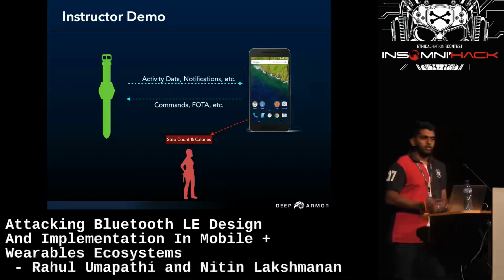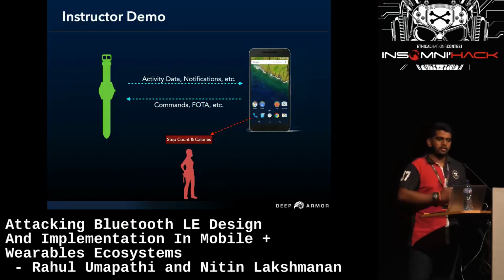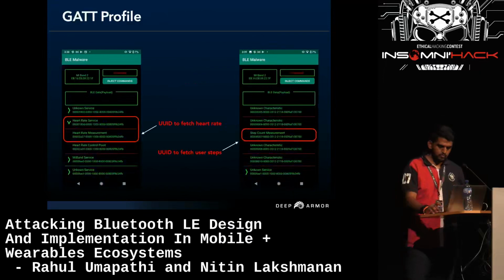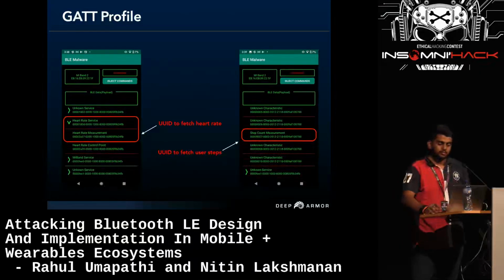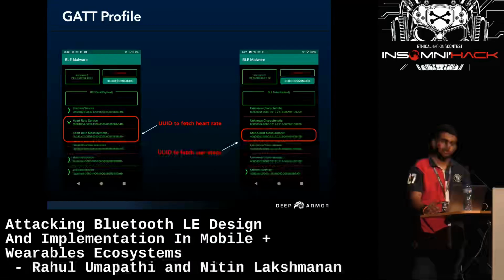So this is what we just saw in the demo, where we were able to sniff the traffic and steal the step counts and the calories that the legit MI band and the legit application were sharing here. And these are the GATT profiles that we just saw in the demo, where the left side screenshot shows the UUIDs responsible for fetching heart rate, and the right side screenshot shows the UUIDs which were fetching the step counts and the calories.